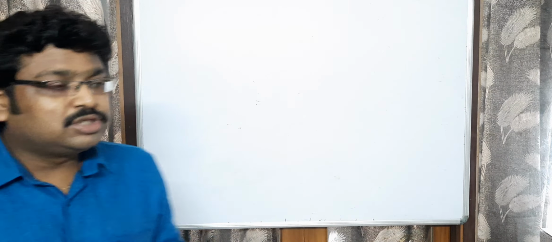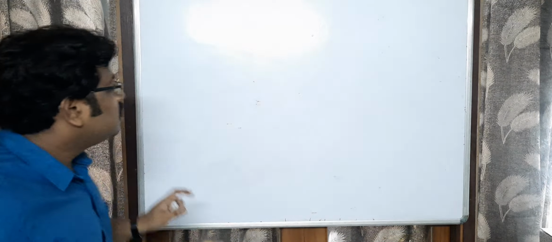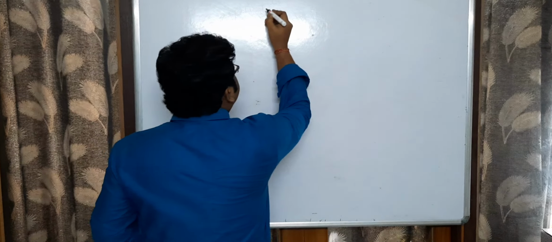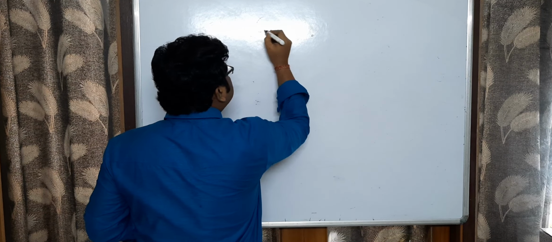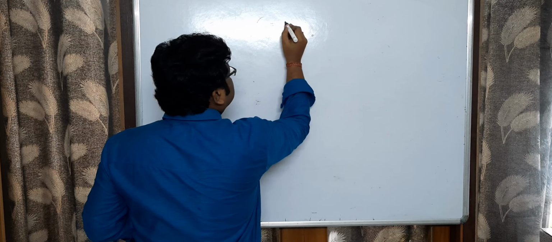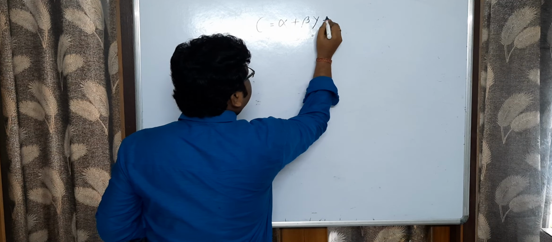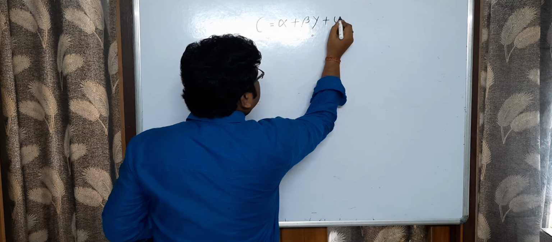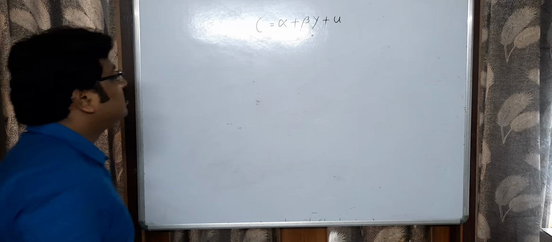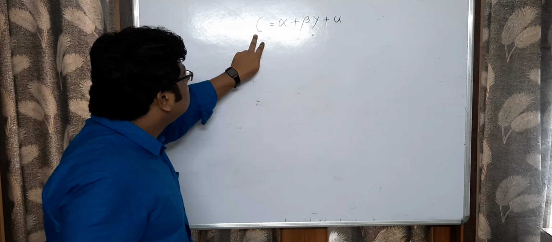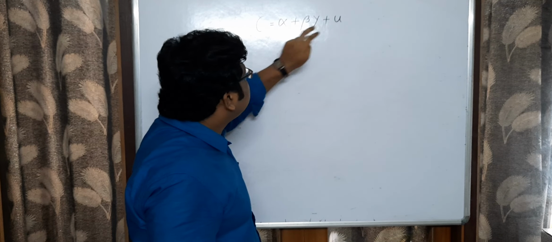Today, I will be discussing the logistic regression equation. Before going deep into that type of equation, we start from the beginning. You know the regression equation. Suppose consumption, C, equals alpha plus beta income plus u. So consumption depends upon the income.